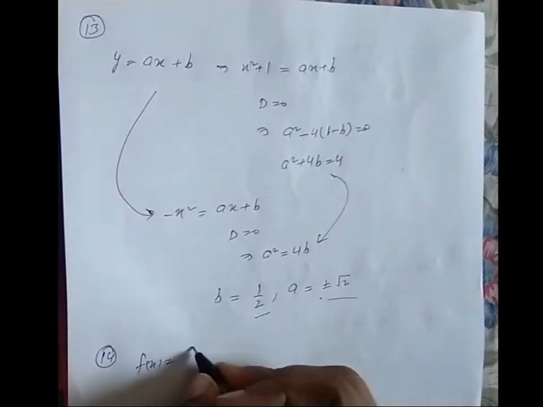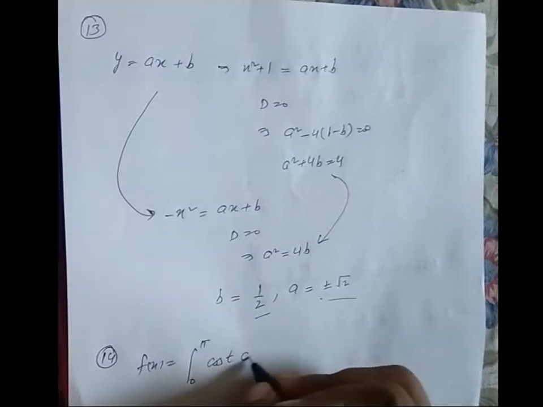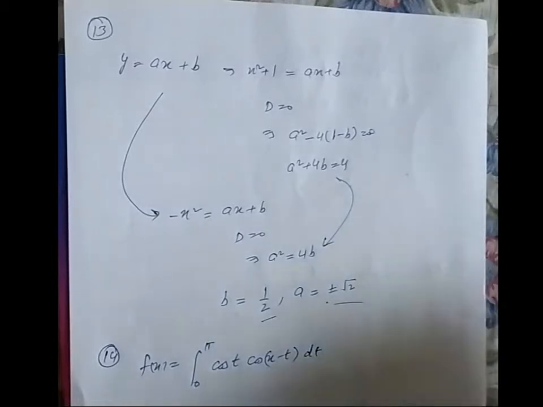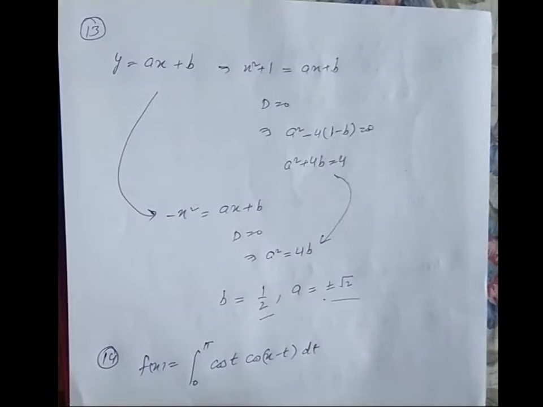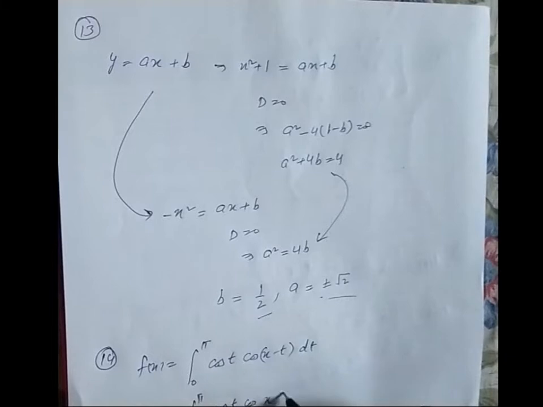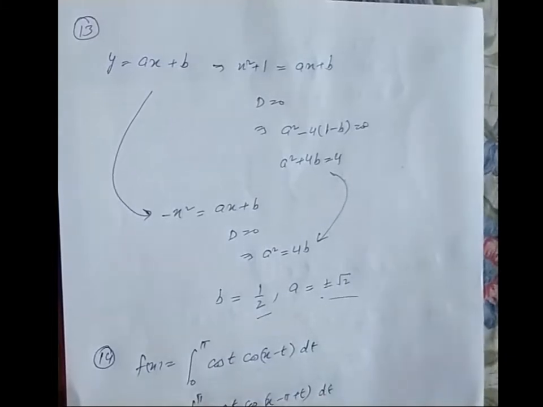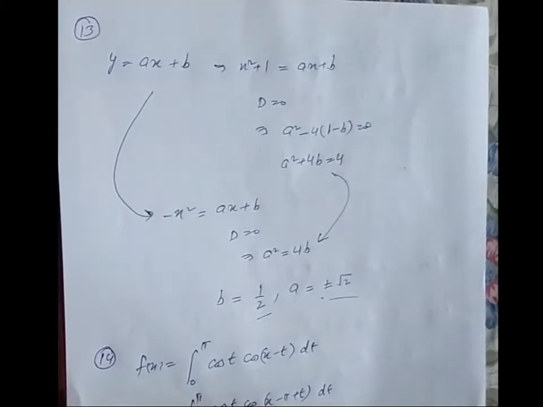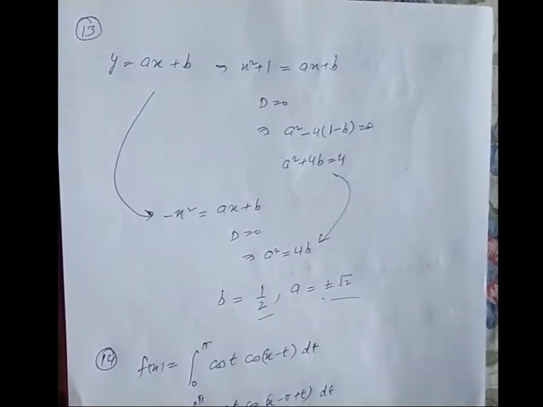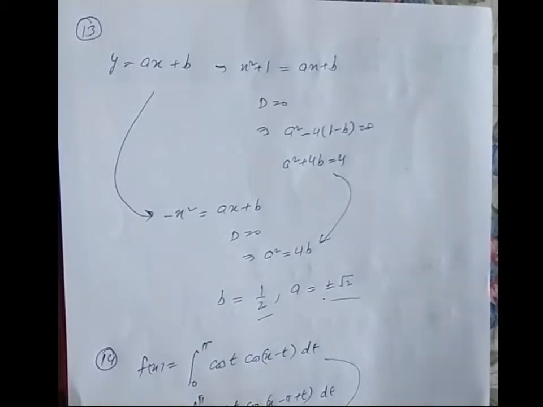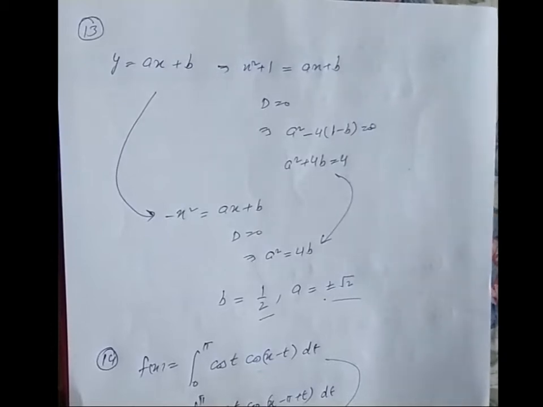So f(x) is equal to integration 0 to pi cos t cos of x minus t dt. Okay. So applying King's rule, we'd get 0 to pi cos pi minus t would be minus cos t, and this would be cos of x minus pi plus t dt. So f(x) would be equal to integration 0 to pi cos t cos x plus t dt. So adding these two equations, we'd get twice of f(x) is equal to integration 0 to pi cos t times 2 cos x cos t dt.